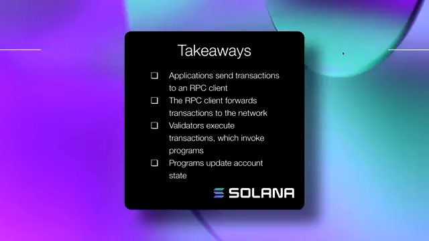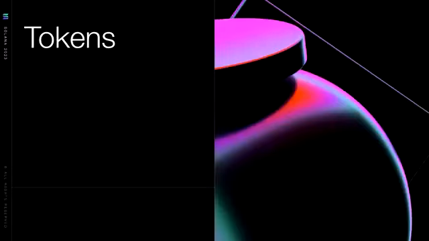And we'll go back through the key takeaways: applications will actually build and send transactions to an RPC. The RPC is going to take all those transactions and forward them to the rest of the network, to the voting validators. The validators can then execute those transactions, which are going to invoke programs. And each of those programs has the ability to update accounts that they have the authority or ownership over. So next we'll talk about tokens on the Solana blockchain.